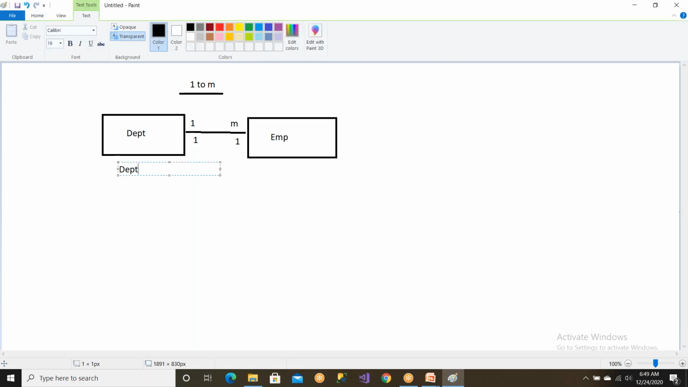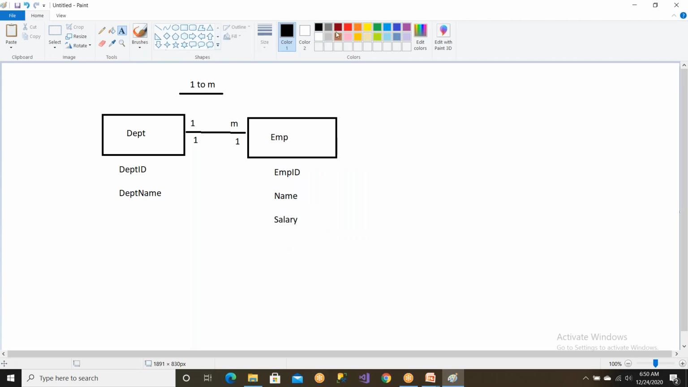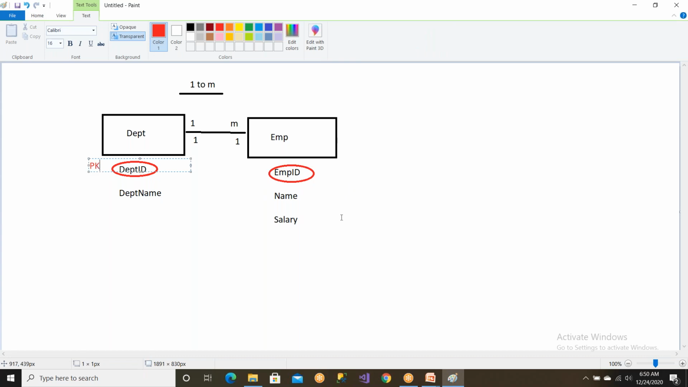Once you identify the entities, you need to know what the attributes are, that means the column names. You will have a lot of columns here, but I want to take only a few columns. Now, which is the primary key? In this table, the primary key is this. In this table, the primary key is this. Clear?